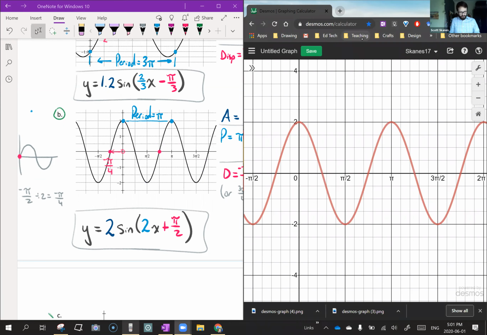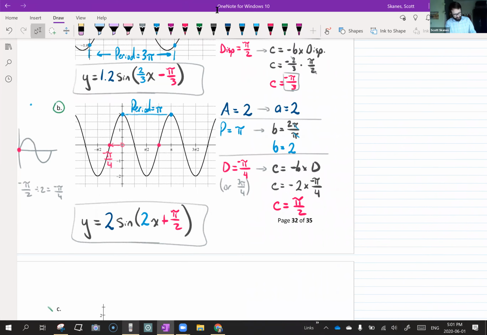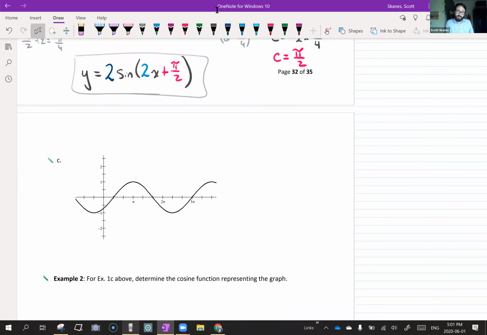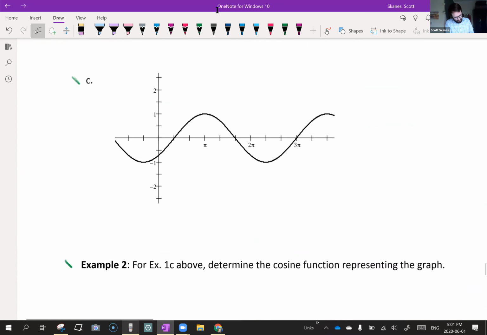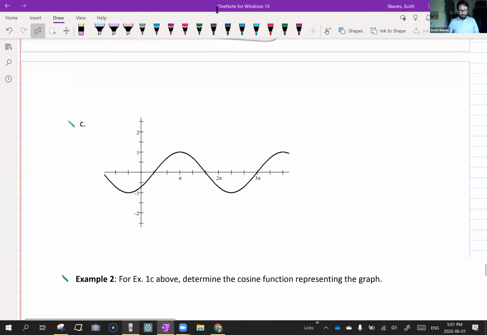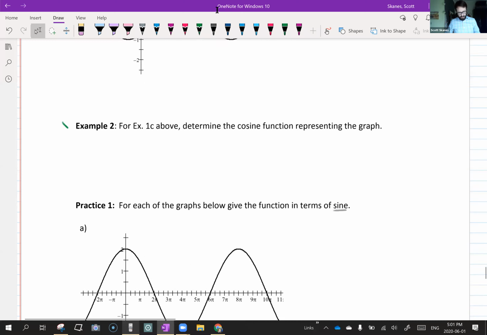Let's finish this off because I'm about to fall asleep. Not because this is boring, but because I've had a very long day. Okay, C. Actually, C is not the one I want to do. Let's skip up, keep on going.